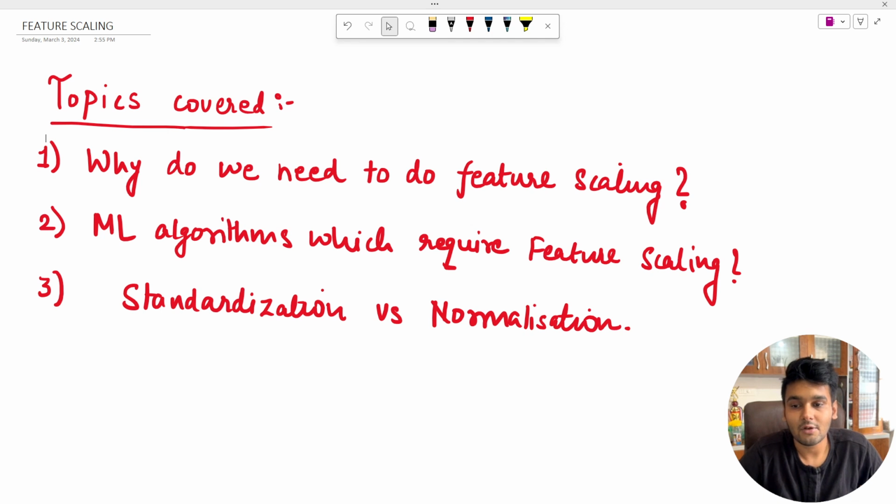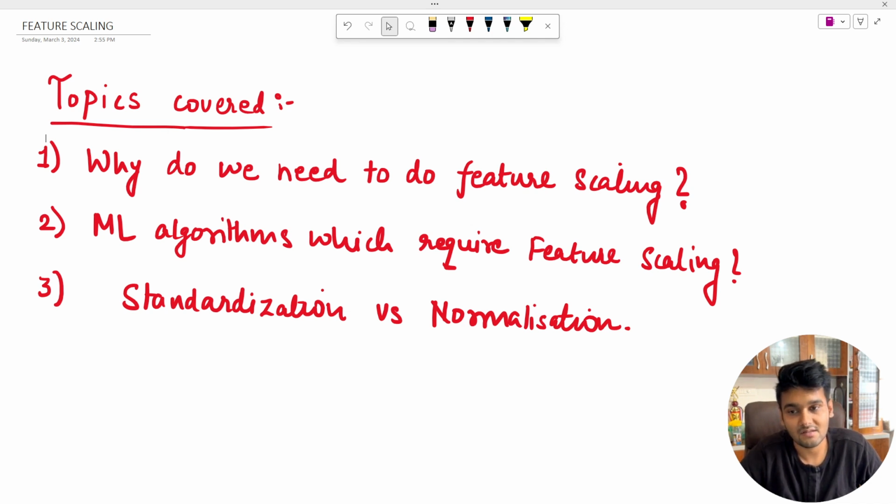In this session, we'll be talking about three important aspects. First of all, why do we need to do feature scaling? The second topic we'll be covering is on the ML algorithms which require feature scaling. We have studied a lot of different ML algorithms like linear regression, logistic regression, decision trees, KNN, K-means clustering. So for which ML algorithms do we need feature scaling and for which we don't? There are few algorithms where feature scaling doesn't have an impact, but there are few algorithms which are impacted by doing feature scaling. The third one is about a very important topic of standardization versus normalization.